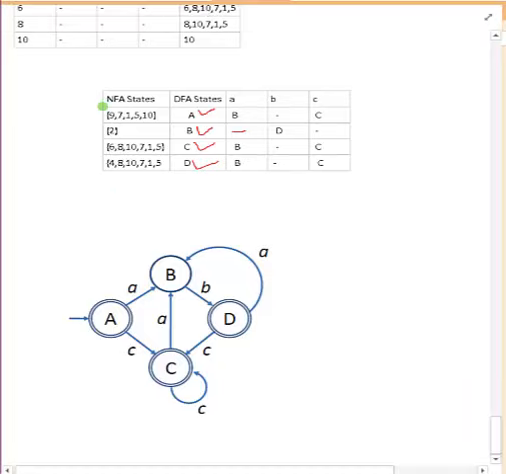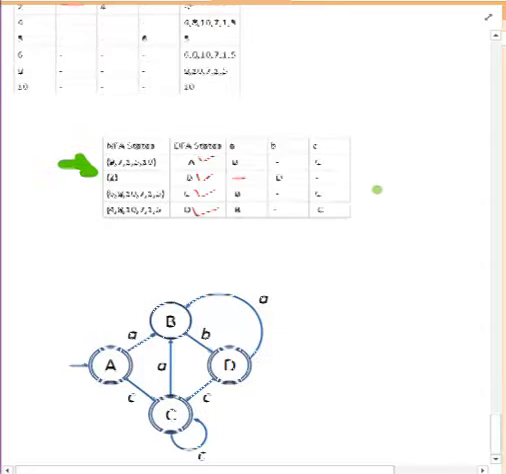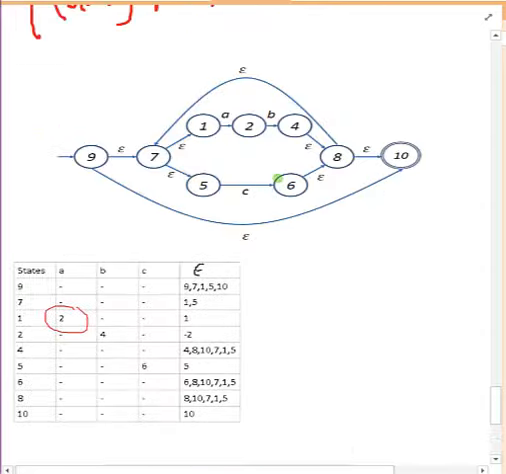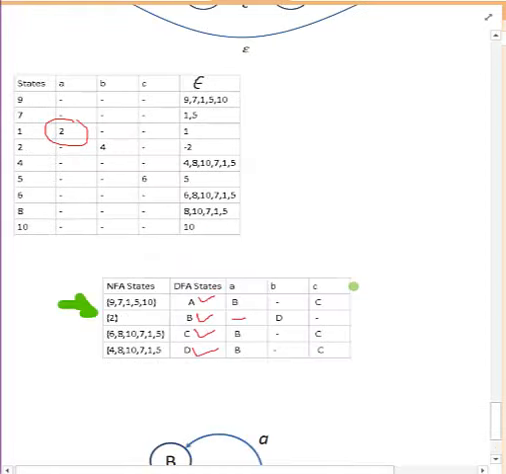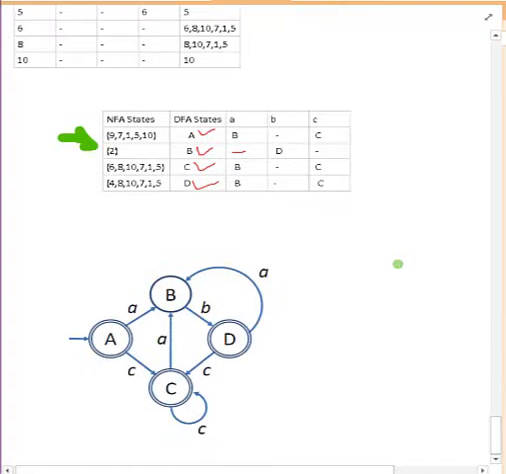Firstly, here the 9 was the initial state, right? So that 9 is in the A. So this is going to be my initial state. And the final state in case of this was the 10. So wherever there is a 10, that is actually my final state. So where is 10? 10 is in this, 10 is in this as well, 10 is here also. So these all 3 states, that's A, C and D, are the final states. So as you see, double circles, A, C and D.